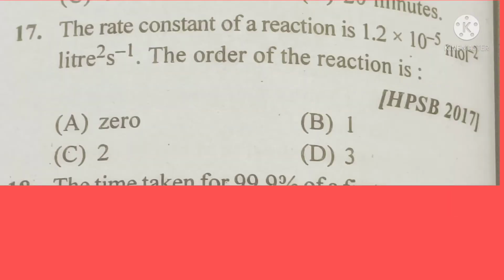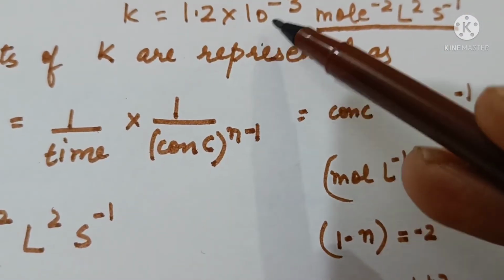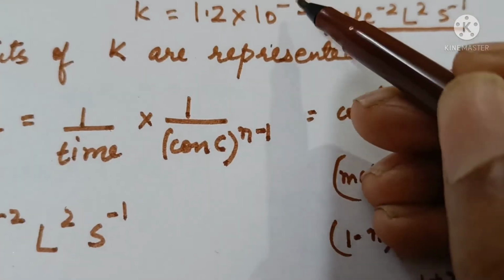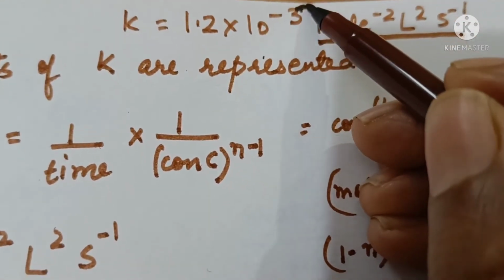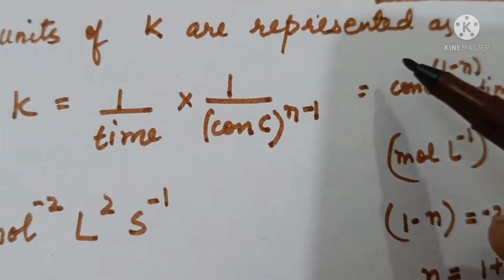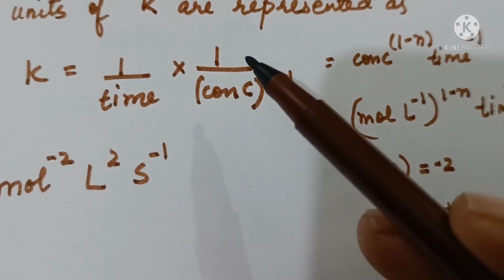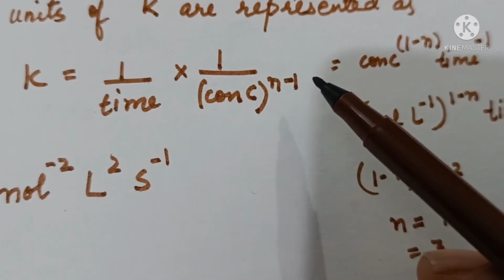The rate constant of a reaction is 1.2 into 10 raised to power minus 5 mole raised to power minus 2 liter square second inverse. The order of reaction is? The value of K is 1.2 into 10 raised to power minus 5 mole raised to power minus 2 liter square second inverse. Now, units of K are represented as K is equal to 1 upon time into 1 upon concentration raised to power n minus 1.